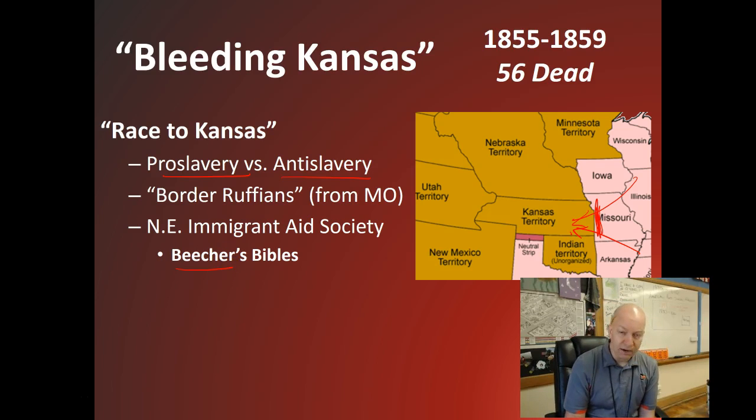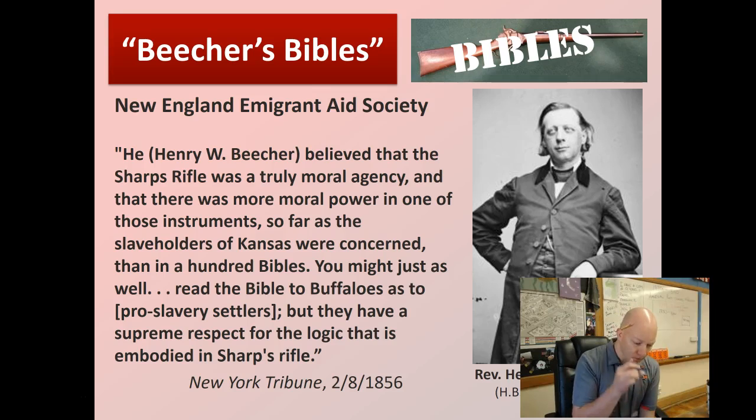Now Henry Ward Beecher, Harriet Beecher Stowe's relative, is a large proponent of the New England Immigrant Aid Society. The idea here is that New England immigrant refers to people that are moving into Kansas, okay? And he wants to aid them so that they can resist pro-slavery settlers, right? So Henry W. Beecher is a relative of Harriet Beecher Stowe, and this is something that was published in the New York Tribune, February 8th of 1856.